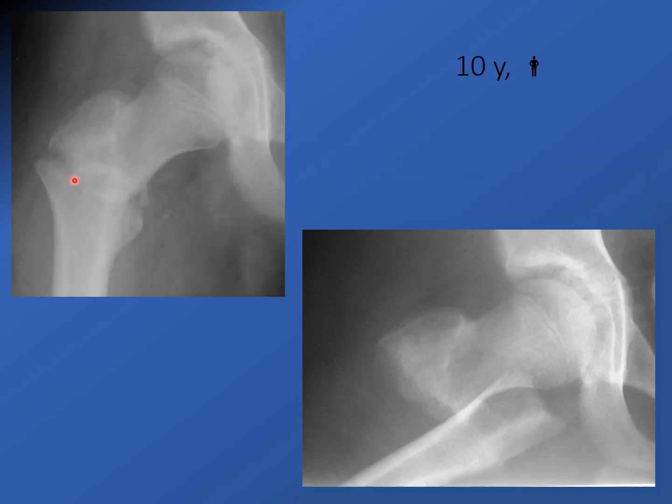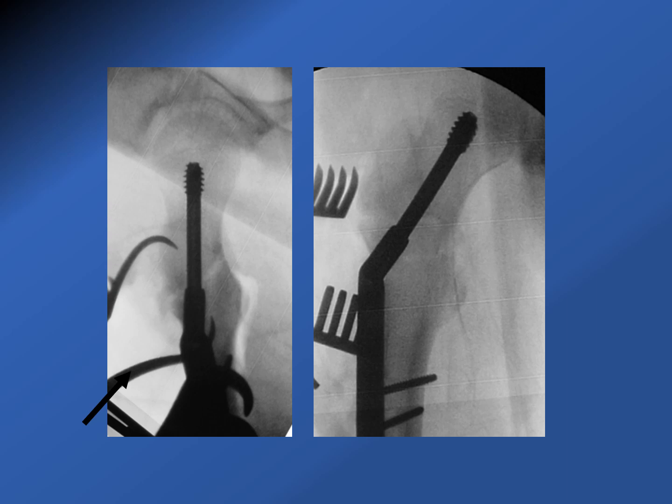Another example here, so this is a little bit more distal fracture. It's the type 4, the intertrochanteric fracture. You can see here the lateral view. This is a 10-year-old. And this was openly reduced and fixed using this device, which is a sliding hip screw.